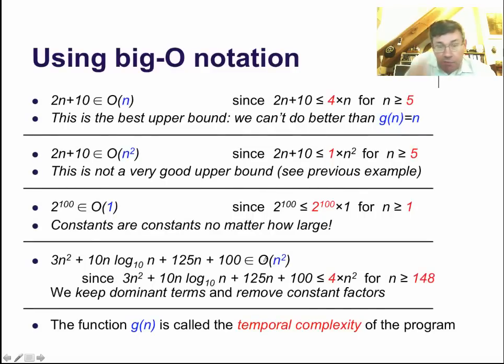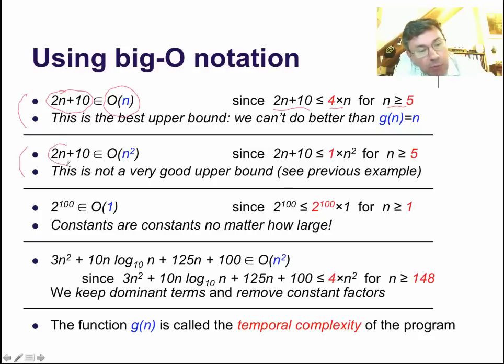Let me now explain how it works with some examples. So here's a simple example. Suppose my execution time is 2n plus 10. Since 2n plus 10 is less than 4n for n greater than or equal to 5, this is actually O of n. So the g function is n. We can do another example with the same function, 2n plus 10. This is also O of n squared. Since n squared is growing faster than n, 2n plus 10 will also be smaller than n squared. So n is an upper bound, n squared also.